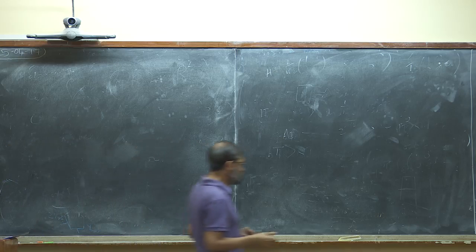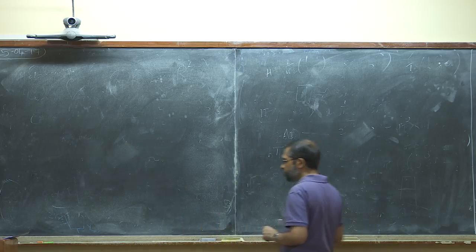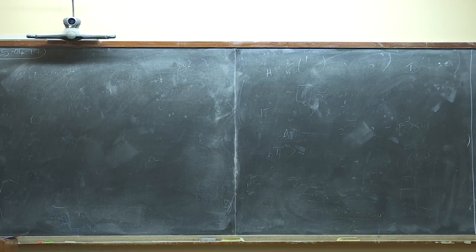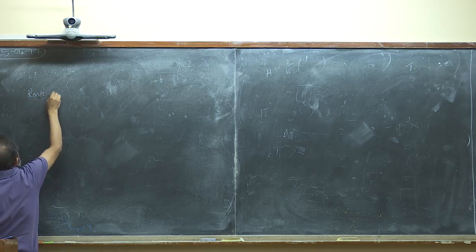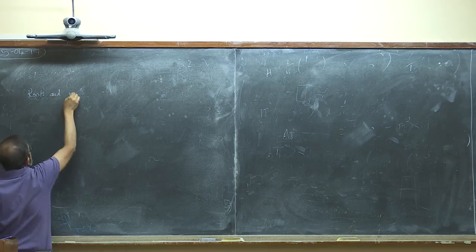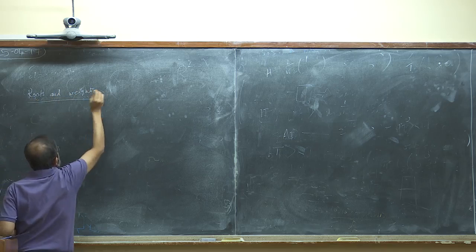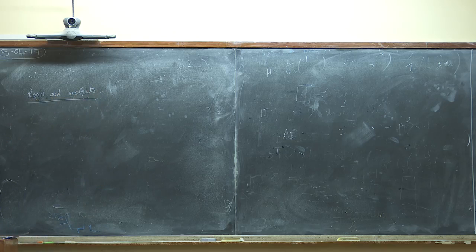Okay, so last time we briefly started talking about roots and weights. We didn't quite get there, but we started talking about some concepts like compact Lie algebras, simple algebras, and semi-simple algebras.